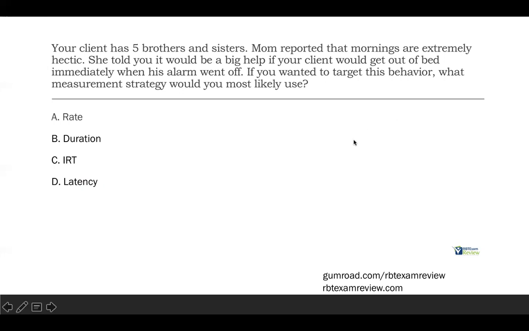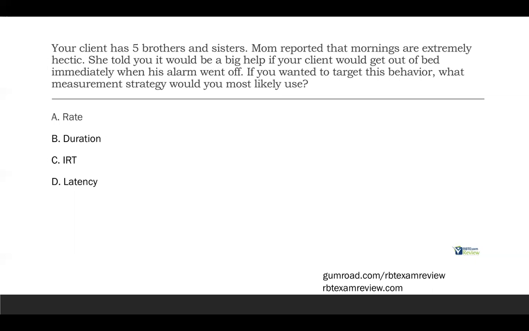What measurement will we use? Would we use rate? Well, no. Why not? Well, we're not counting anything. We're not counting how often the client gets out of bed. Okay, that wouldn't make any sense, right? Rate is out. Duration. Are we taking duration data? No, we're taking the time in between our SD and our behavior, right? Duration, we're measuring one behavior. So if we were just saying how long does the client lay in bed, okay, with no other SD, then duration might be applicable, right? But there's a better measurement system to use.